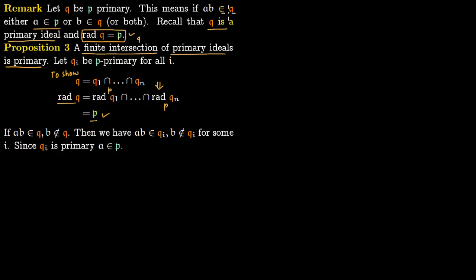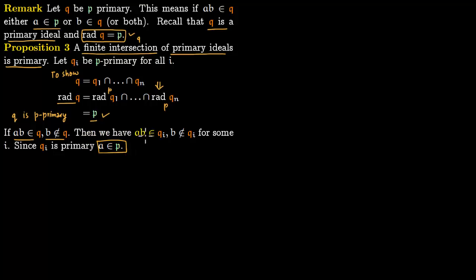So for this definition, let us copy this. Start with AB in Q, and we are saying B is not in Q. So either this has to hold or this has to hold. If B is not in Q, we will end up showing that A is in P, and that will be the end of the proof. That will show that Q is P primary, which is what we wanted to show, because we set Q as the intersection of a finite number of primary ideals.